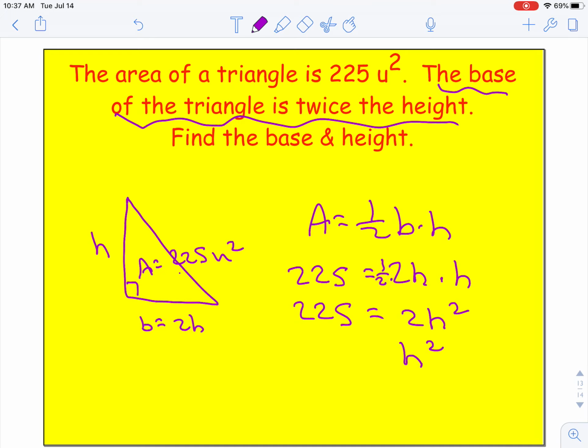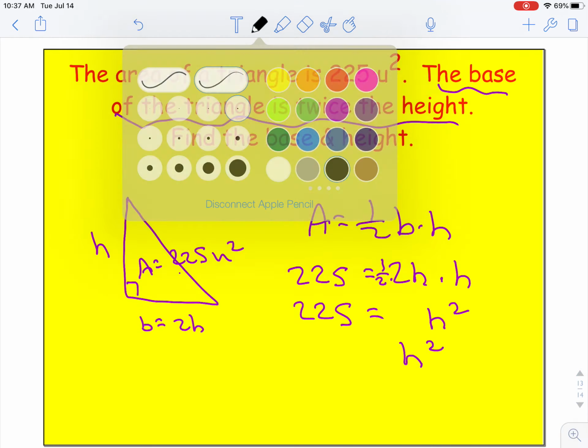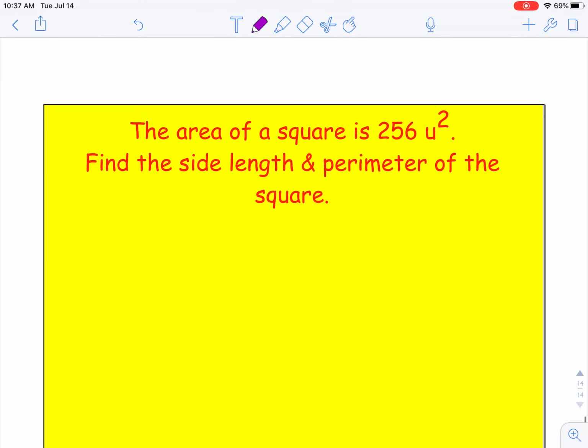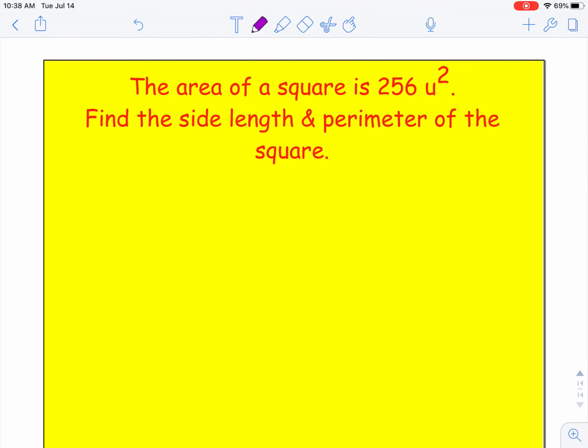Divide each side by 2. And don't forget your 1/2 times 2h. And then what happens here is the 1/2 and the 2, again, cancel out. So 1/2 times 2, so we just get h squared equals 225. So h, my height, is 15. So that means my base is twice 15, or 30.